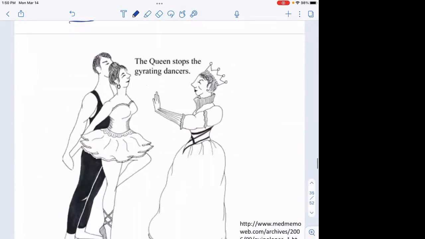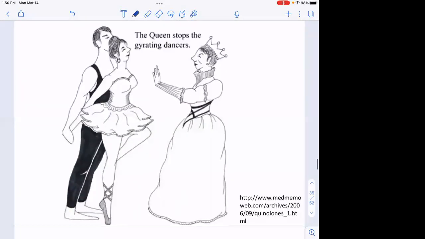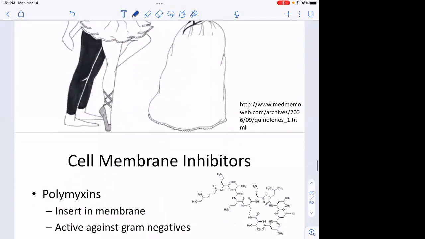And I don't think I posted this, but every once in a while I come across a mnemonic that seems like, well, this may be helpful. So the queen stops the gyrating dancers. So gyrating, DNA gyrase; queen for quinolone, stops DNA gyrase. I don't know, may be helpful. Mechanism there.